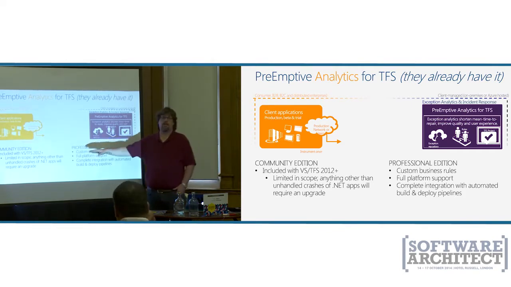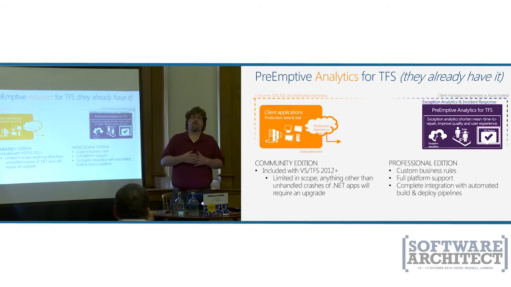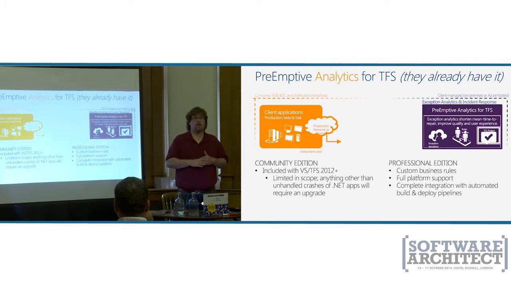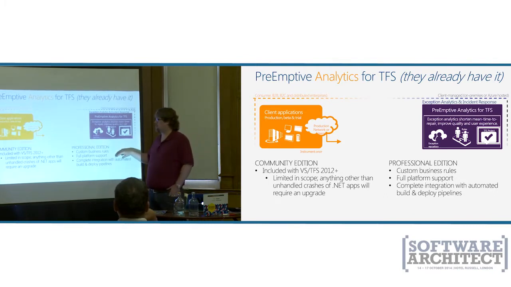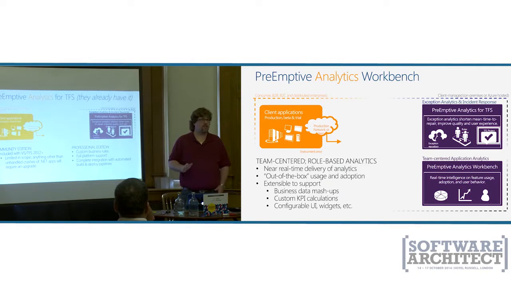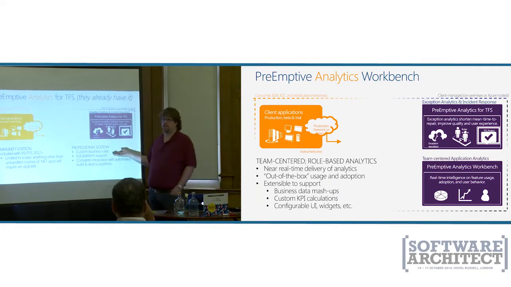They provide a community edition out of the box. So if you install TFS 2012 or 2013, preemptive analytics is in the box. Microsoft worked a deal to where you get basic analytics available for .NET applications. If you want richer support for full platform support, you want custom business rules, and you want to integrate with all types of application code bases, you upgrade to the professional edition.